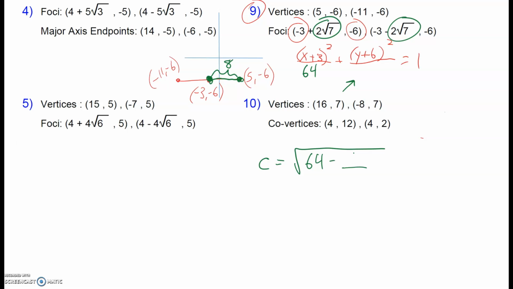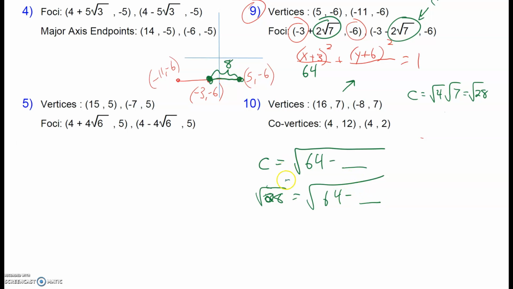And now let's figure out what C is. Well, we already said C is 2 root 7. Well, C is 2 is the square root of 4. So the square root of 4 times the square root of 7, that is the square root of 28. And so now I have the square root of 28 equals the square root of 64 minus something.